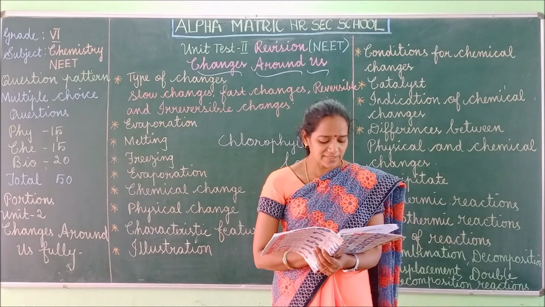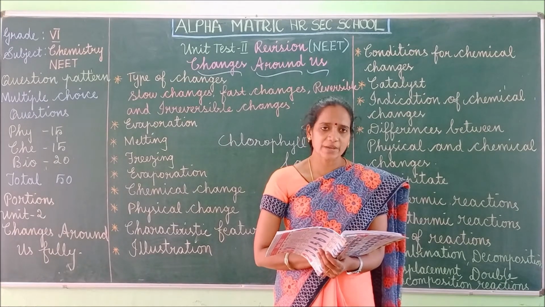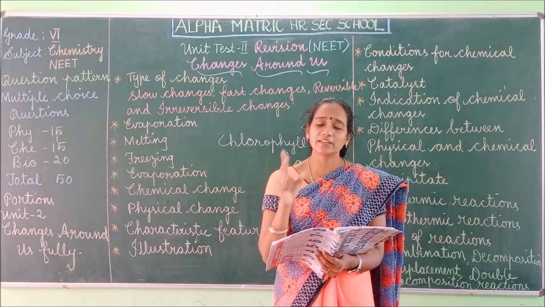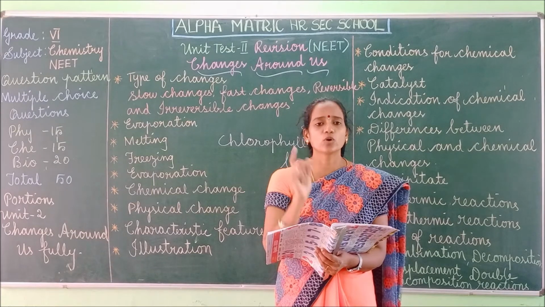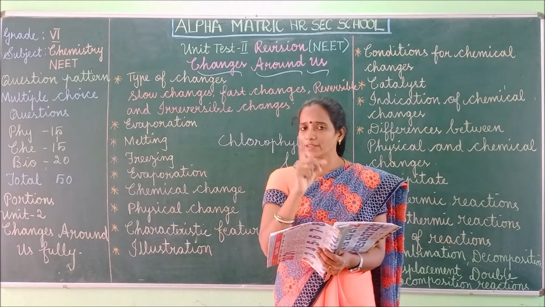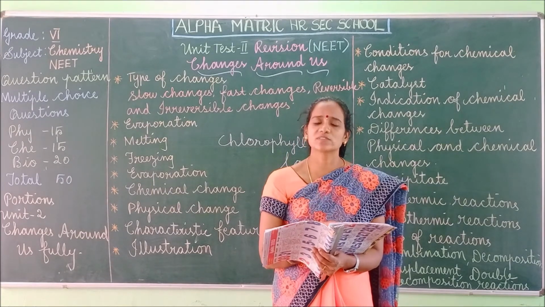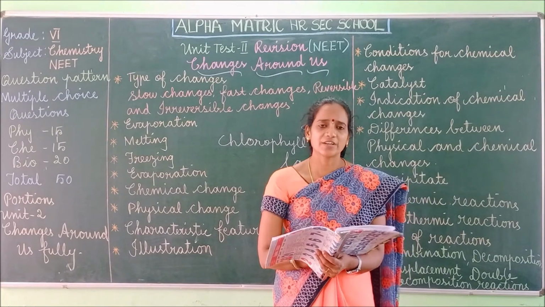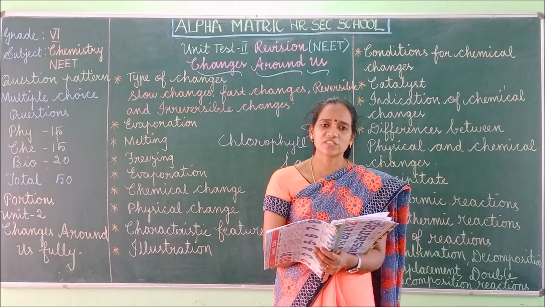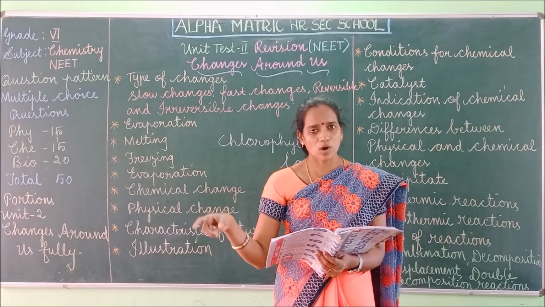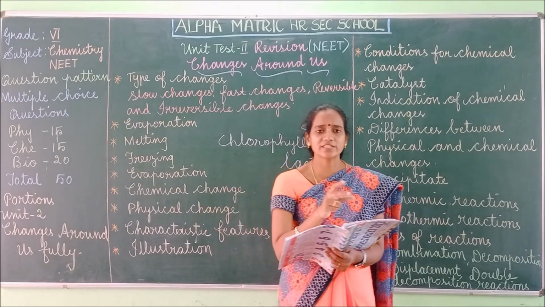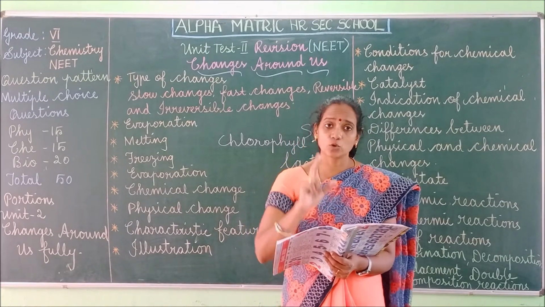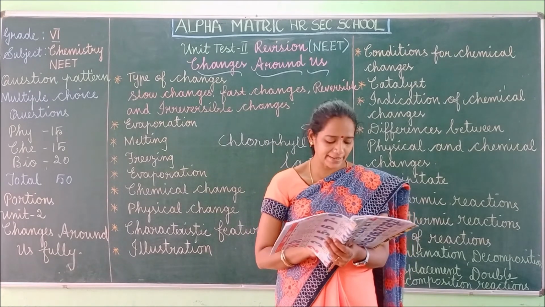What example is given? Magnesium, when it reacts with oxygen, forms magnesium oxide. There 2 reactants are used, but you will be getting only one product, isn't it? So such reactions are called combination reaction. Hydrogen, when it combines with oxygen, gives the product water. So 2 reactants but one product in combination reaction. 2 or more reactants also you will be getting.